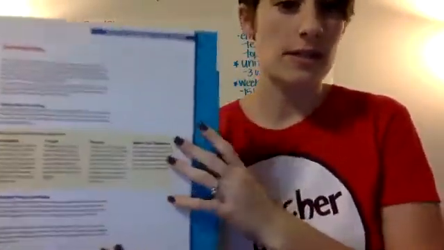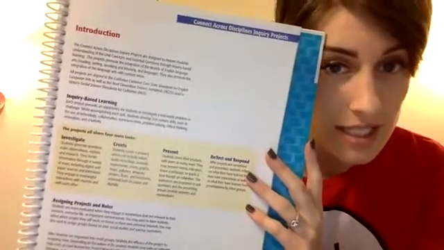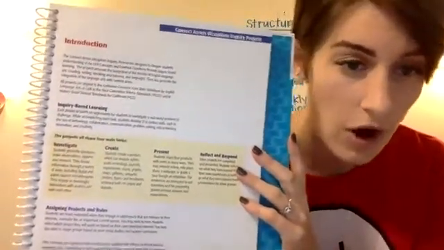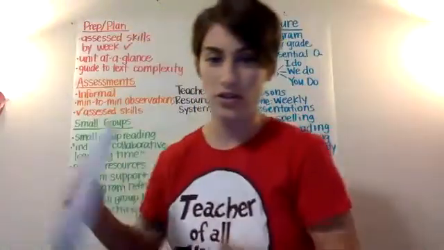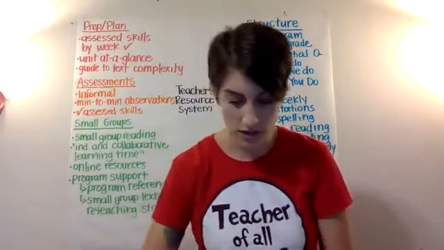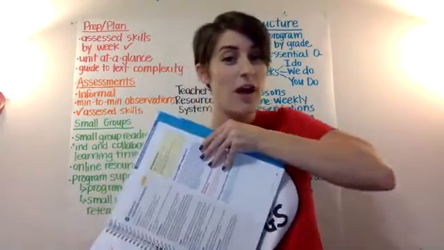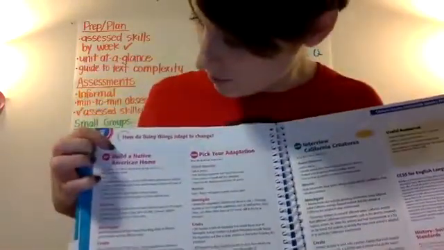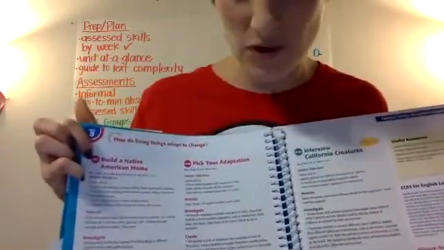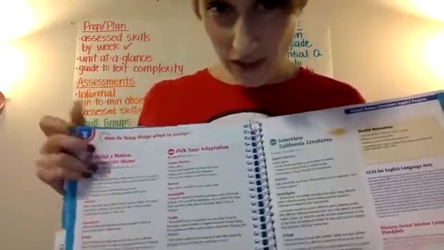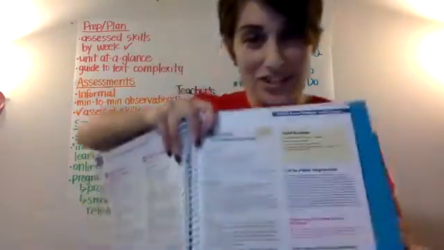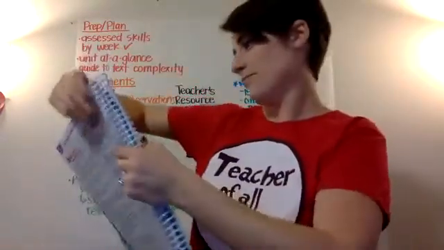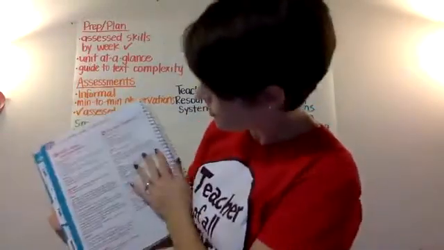Under additional resources, it explains what the content across disciplines inquiry projects are and the steps, the structure. The next page, a couple pages, are going to have your options for inquiry-based projects. See the first one, build a Native American home. That connects to social studies. Pick your adaptation, that's science, NGSS. Interview California creatures, NGSS. Is that it? Yeah, so it's 3.